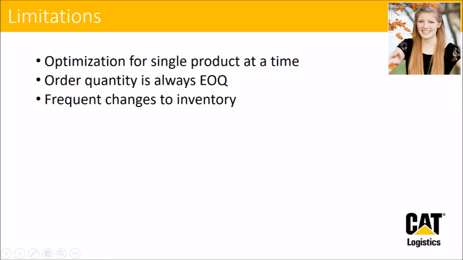This model, however, is not without limitations. The solver model optimizes the route for one product at a time and cannot be used to optimize transportation for multiple items shipped together. Another limitation is that our model assumes products will always be ordered at their economic order quantity, though this may not be the best option. Finally, this model was built with static inventory levels, but when it is used, these levels will be changing frequently.